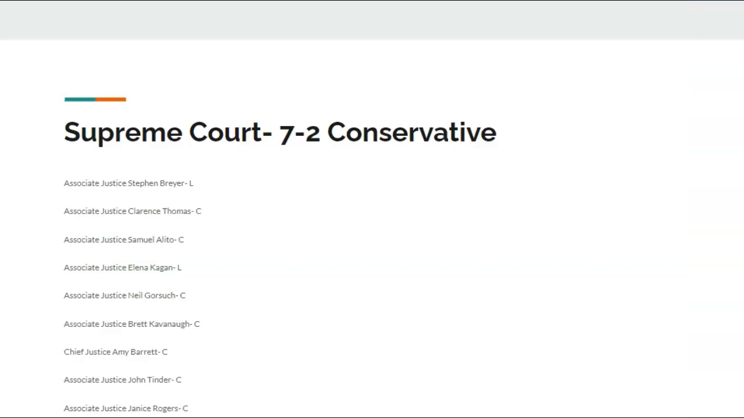And here is the current Supreme Court, it's 7-2 conservative, as we already said. Here are the Supreme Court justices in order of seniority. First, we have liberal Stephen Breyer, conservative Clarence Thomas, conservative Samuel Alito, liberal Elena Kagan, conservative Neil Gorsuch, conservative Brett Kavanaugh, conservative Amy Coney Barrett, conservative John Tinder, and conservative Janice Rogers.